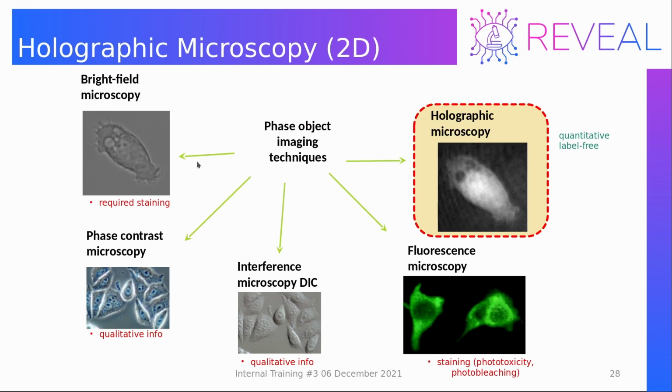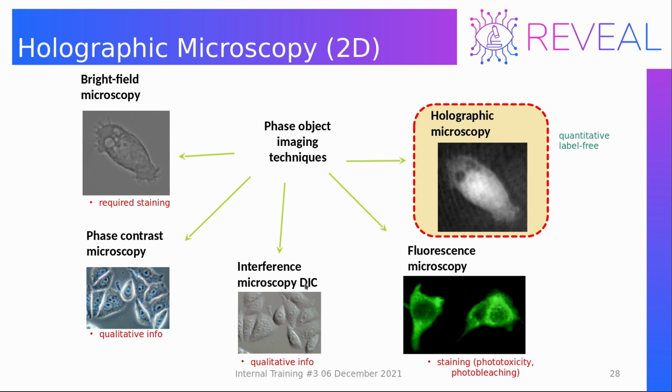So to conclude this part, we have a lot of different modalities, different types of microscopes that are used to analyze samples. We have bright field microscopy, but it has very low contrast. It usually requires staining to see some details in the samples. We have phase contrast microscopy, which shows more, but this is only qualitative information, not quantitative information, which means that the values in this image carry no useful information.